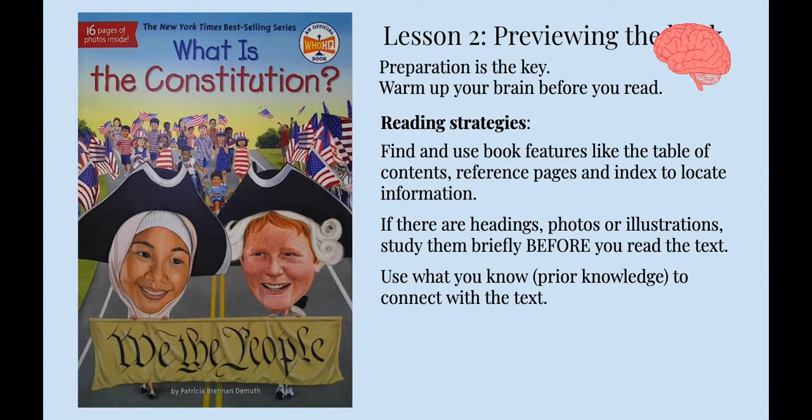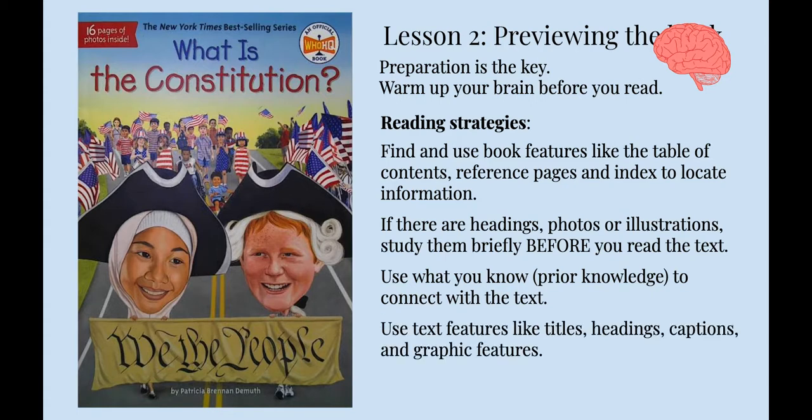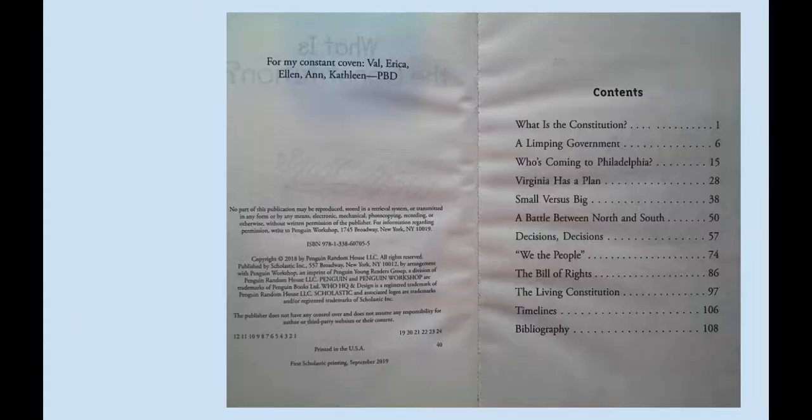We're going to use what we know to connect with the text. So we're going to think about other things that we know about this time in history, red, white, and blue, the Constitution. What is all this? And last but not least, we're going to use text features like titles, headings, captions, and graphic features to help us understand and remember things better.